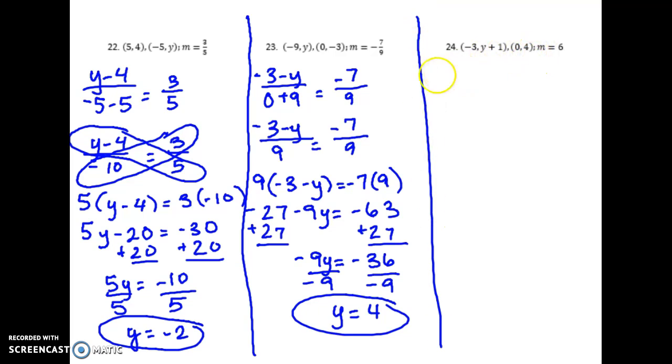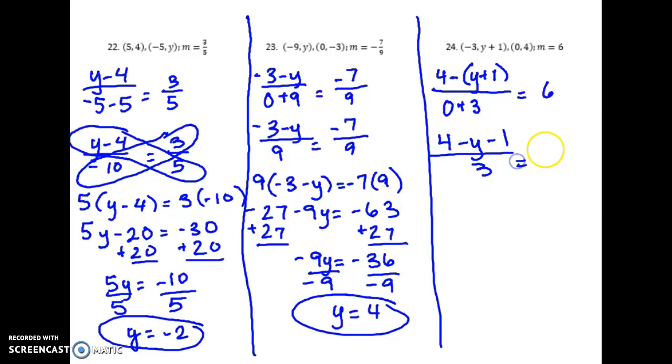My y2 is 4 minus, now I've got y plus 1. So 4 minus y plus 1, this is a little bit different, divided by 0 minus a negative 3, so 0 plus 3, is going to be equal to 6. Don't forget, we're subtracting y plus 1, so we're actually going to have to distribute that. 4 minus y minus 1 divided by 3 is equal to 6. 4 minus 1 is 3, so we end up with 3 minus y divided by 3 is equal to 6.